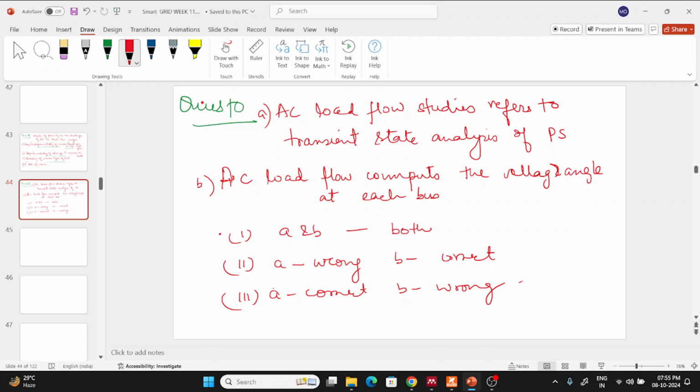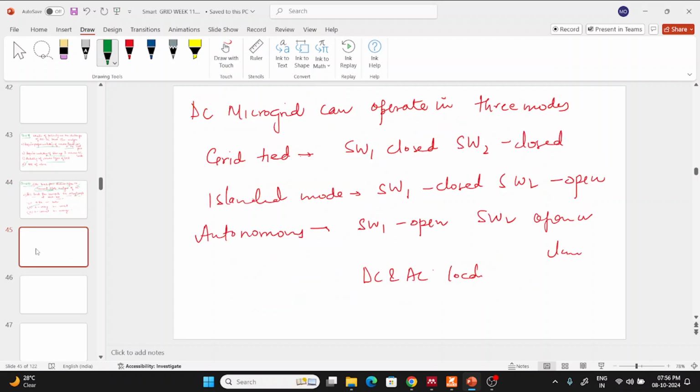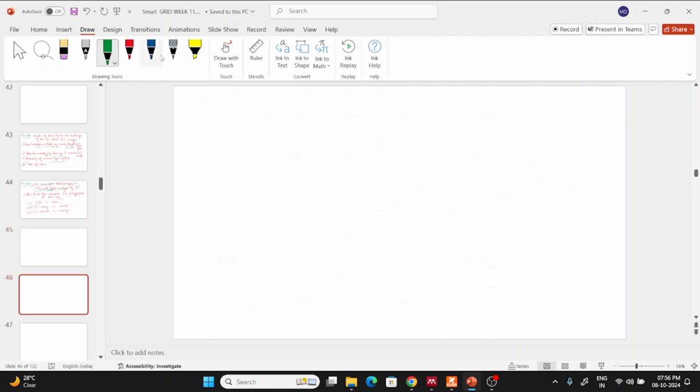AC load flow studies refers to the transient state analysis of the power system, and computes voltage and angle at each bus. Transient analysis has to be done separately, okay. So that is why AC load flow does not perform transient analysis. A is wrong, B is right. So second is the correct answer. I don't know why this slide is coming again and again.